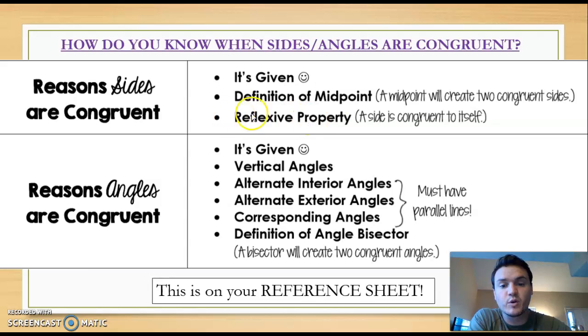Reflexive property is a really important one. This is basically saying that the side is the exact same, is congruent to itself. And we'll look at the reflexive property here shortly as well.